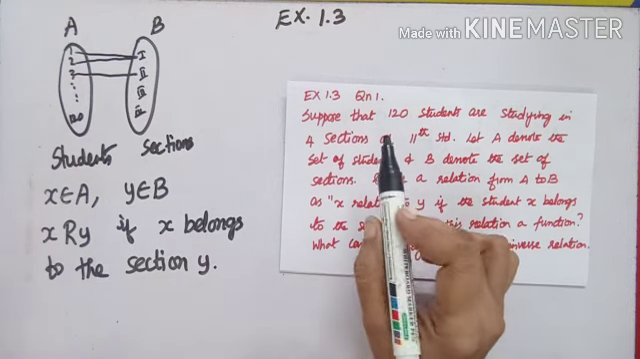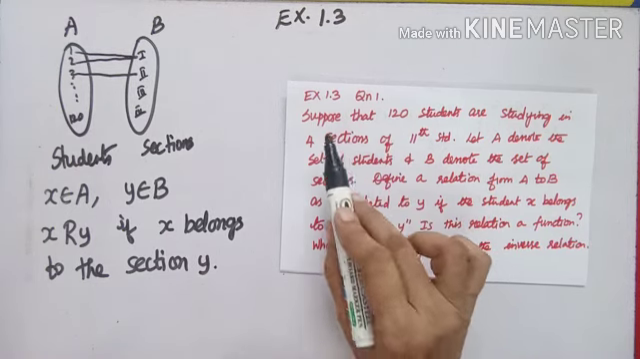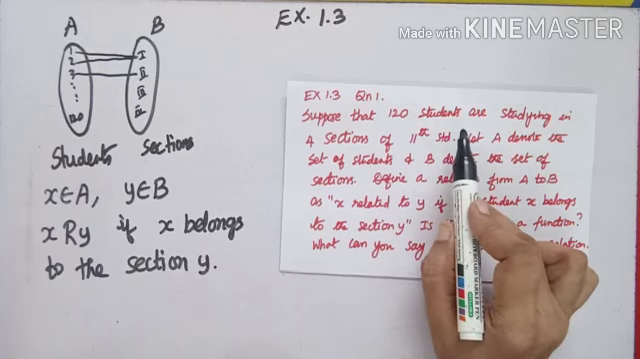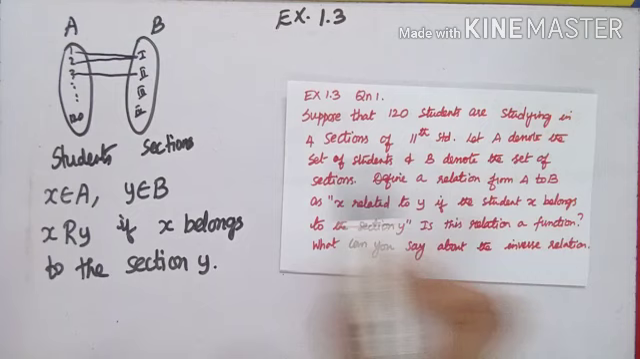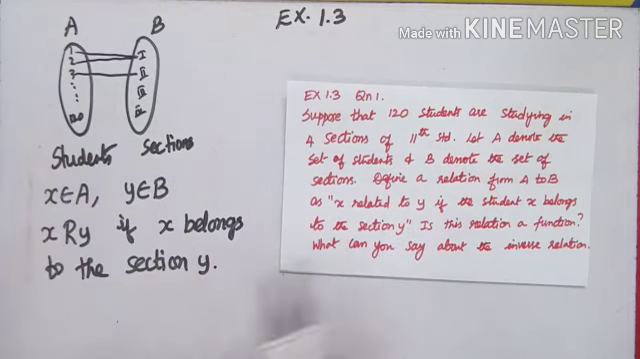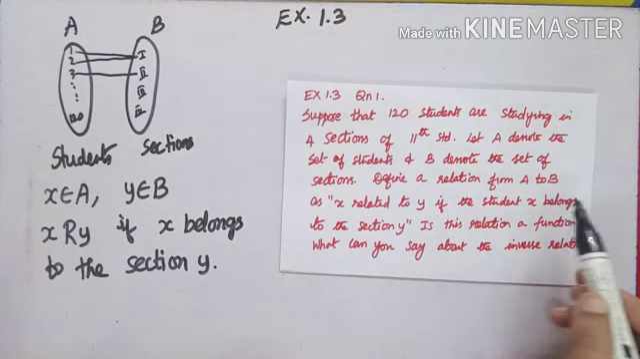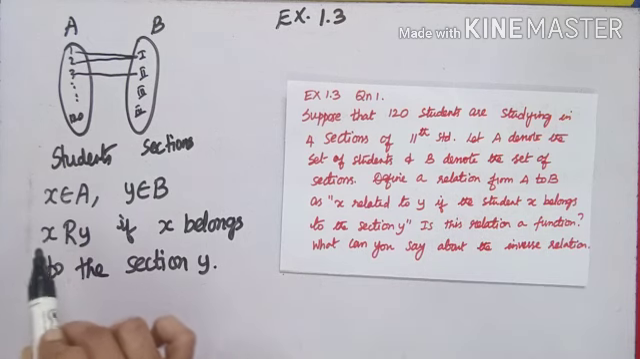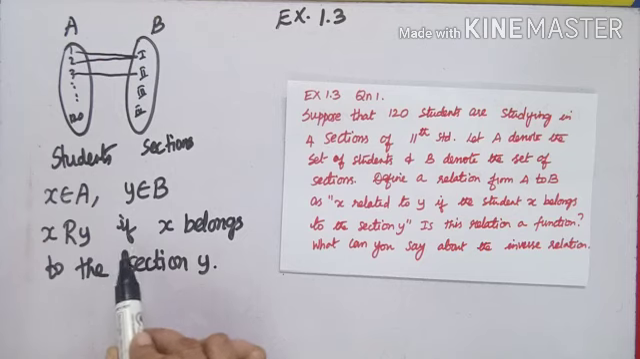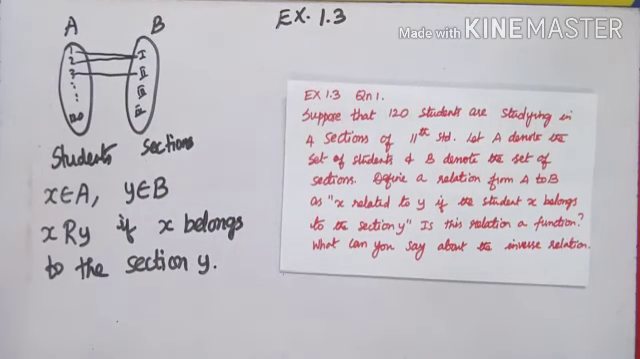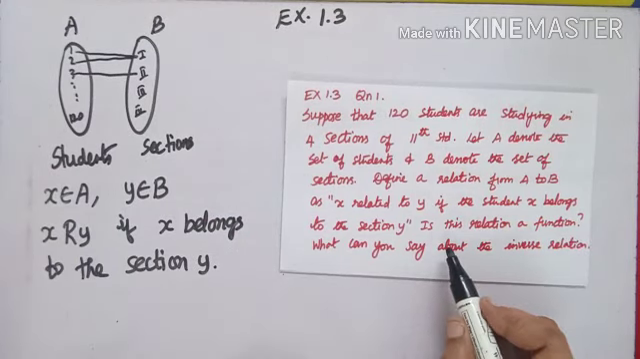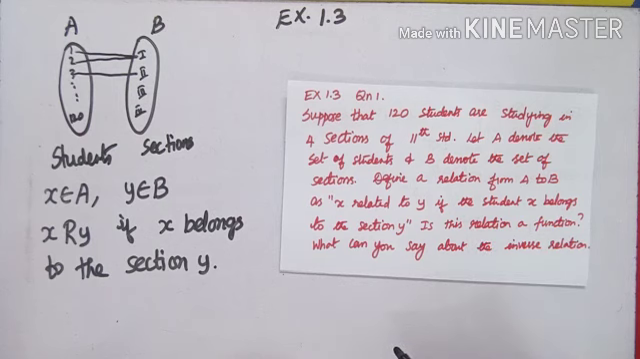Exercise 1.3, question number 1. Suppose that 120 students are studying in 4 sections of 11th standard. A denotes a set of students. B denotes a set of sections. Define a relation from A to B as X related to Y if X belongs to the section Y. So all this I have noted down from the question. The question is: is this relation a function?